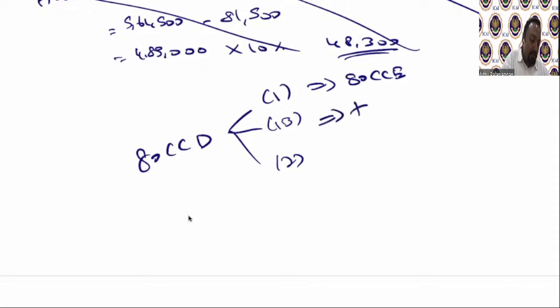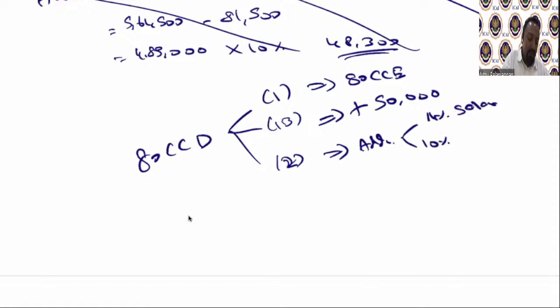1B is where you get plus 50,000, that is an additional 50,000. 80CCD subsection 2 is additional, that is 14% of salary or 10% of salary depending upon the employer. So the contribution by the employer, 14% is for central government, 10% is for others. So this is 80CCD2. Whatever you are talking about here, 80CCD2, is eligible for additional deduction, and the limit is 14% of salary for a central government employee, 10% in case of other employees.